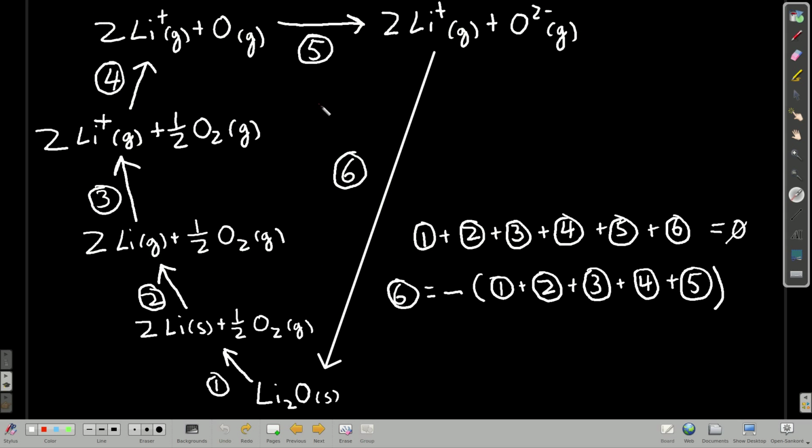All right, so here's my cycle for lithium oxide. Starting with lithium oxide, we make it into its elements. Then we sublimate the lithium atoms. Then we make the cation. Then we break the bond in oxygen. Then we make the oxide ion. We bring them back together. So in this problem, which is pretty typical, we're asked to find the lattice energy, which is step 6, delta E6. So just rearranging this, it's negative the sum of 1, 2, 3, 4, and 5.